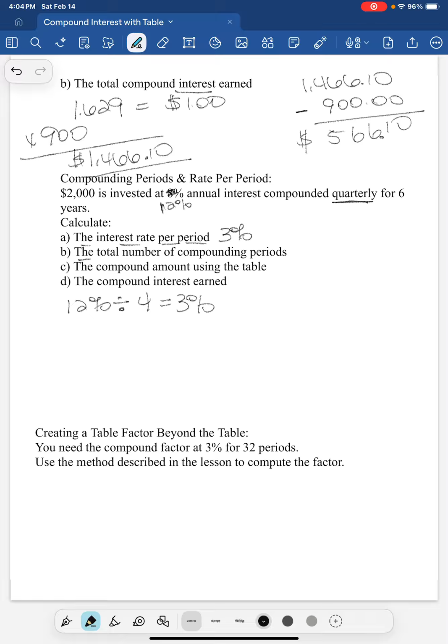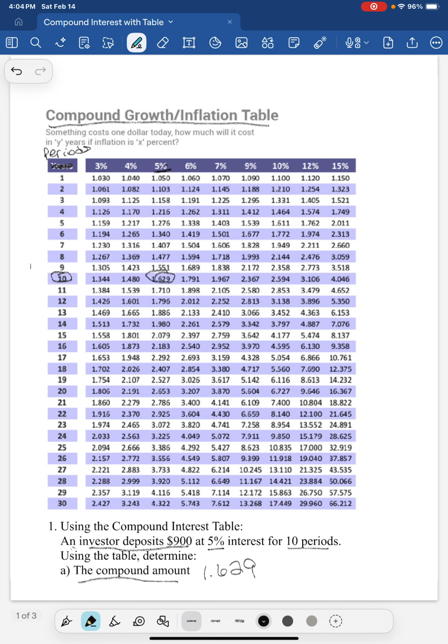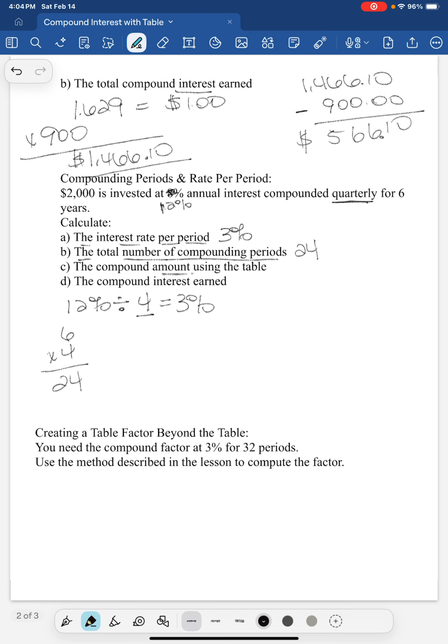And now we need to know the total number of compounding periods. Well, we know we have 6 years, okay? And we know we have 4 times a year. So the total number of compounding periods is 24. Now we're going to go to our table and find the compound amount using our table. So let's backtrack. So we have 24 periods at 3%. So our compounding amount is 2.033, okay?